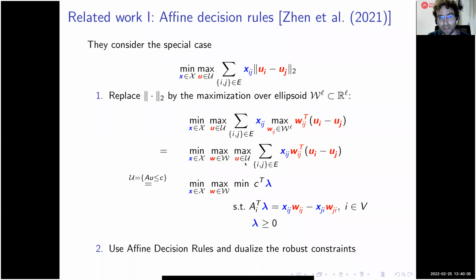You can dualize it, and then you get this min-max-min, which is reminiscent of two-stage robust optimization that you can solve approximately using dedicated techniques that I will not detail. So for instance, affine decision rules.